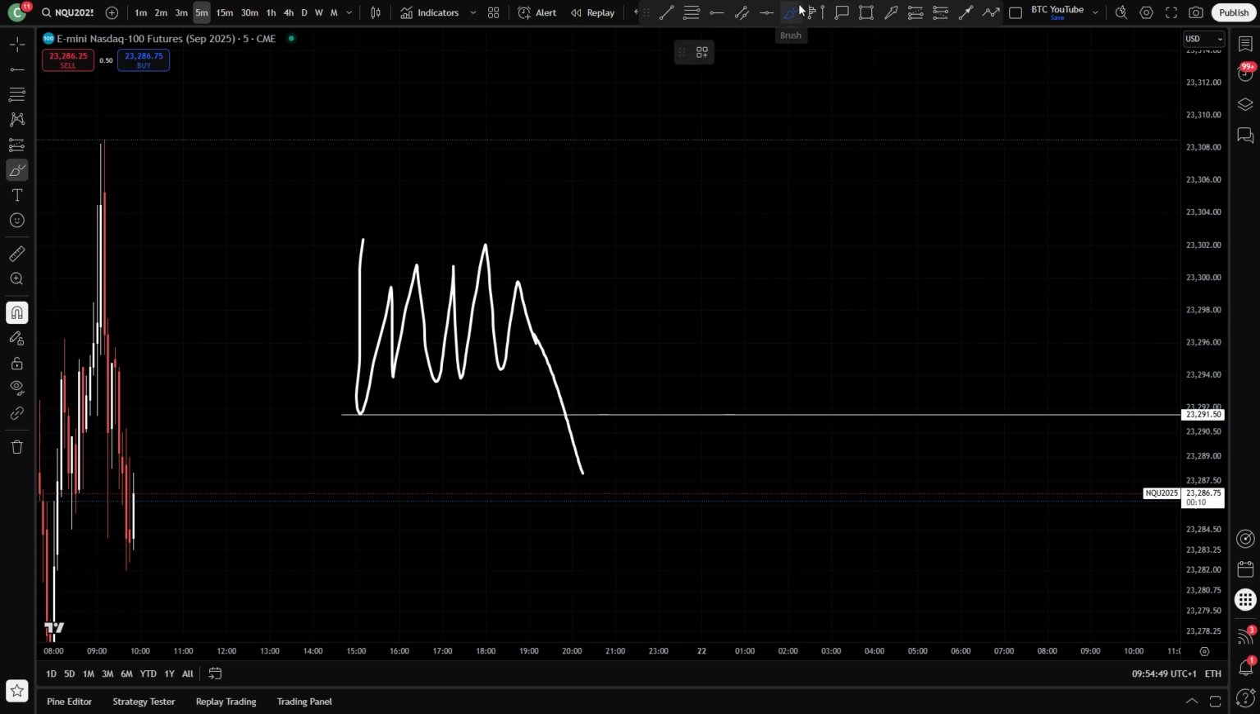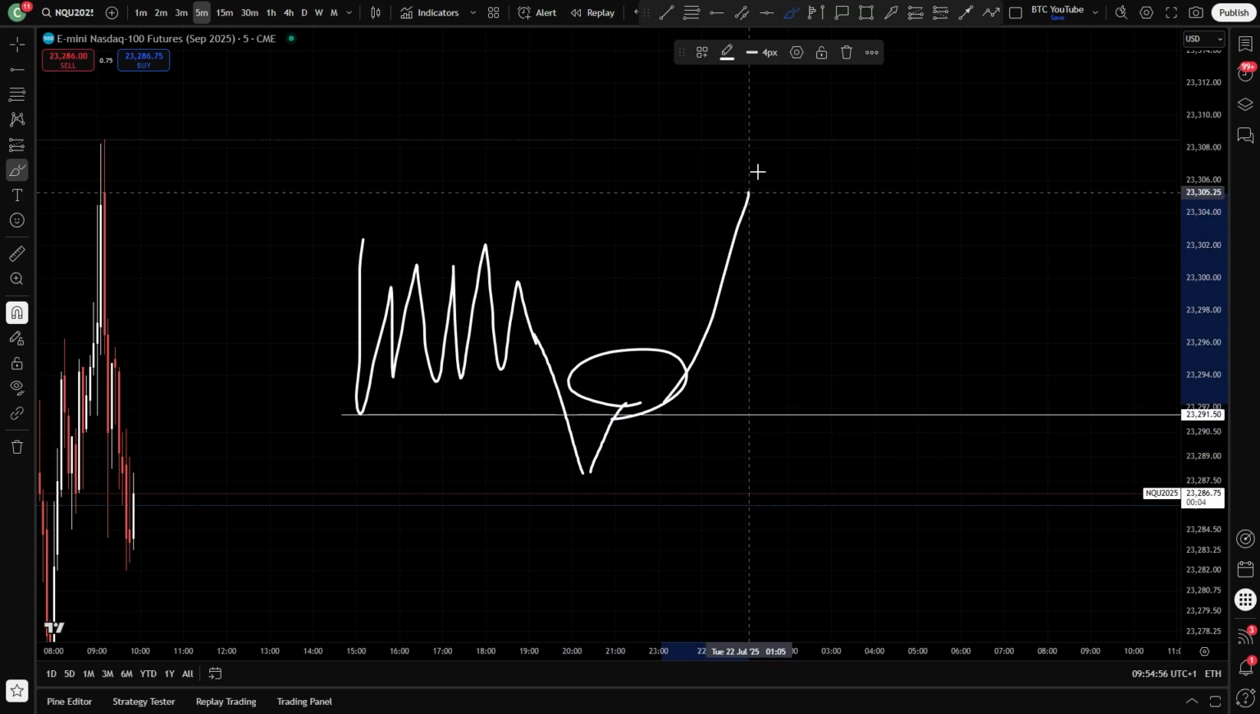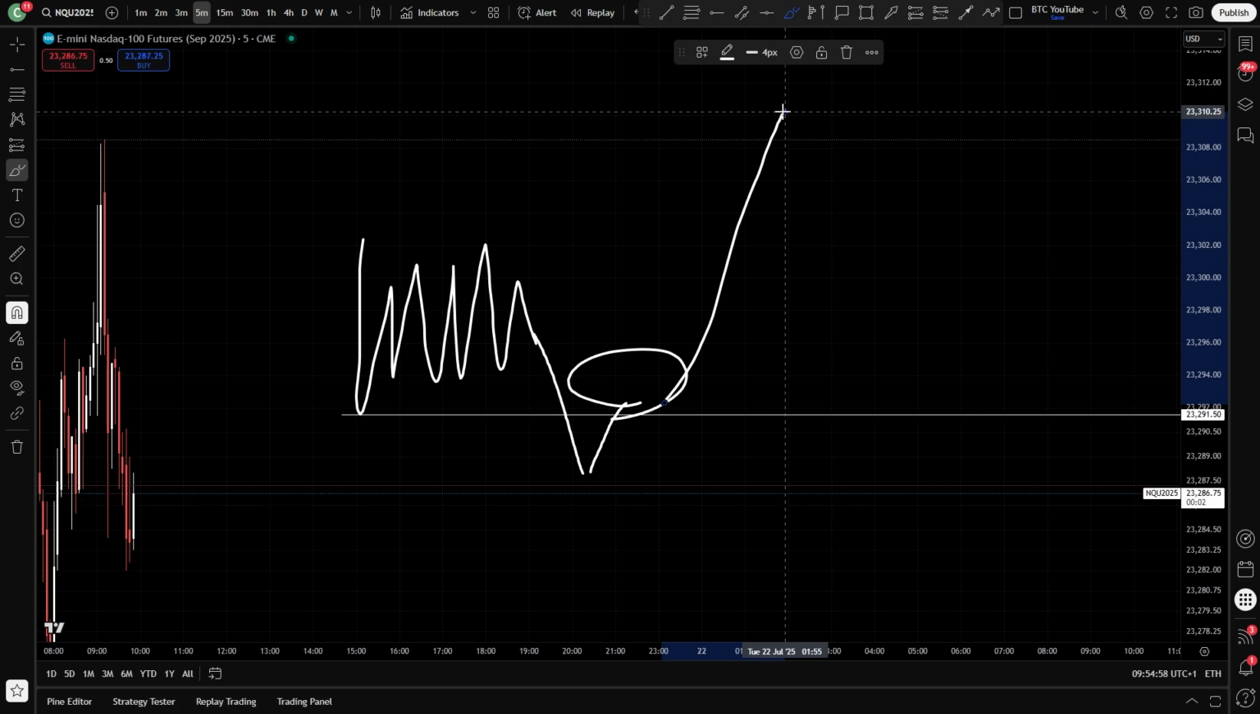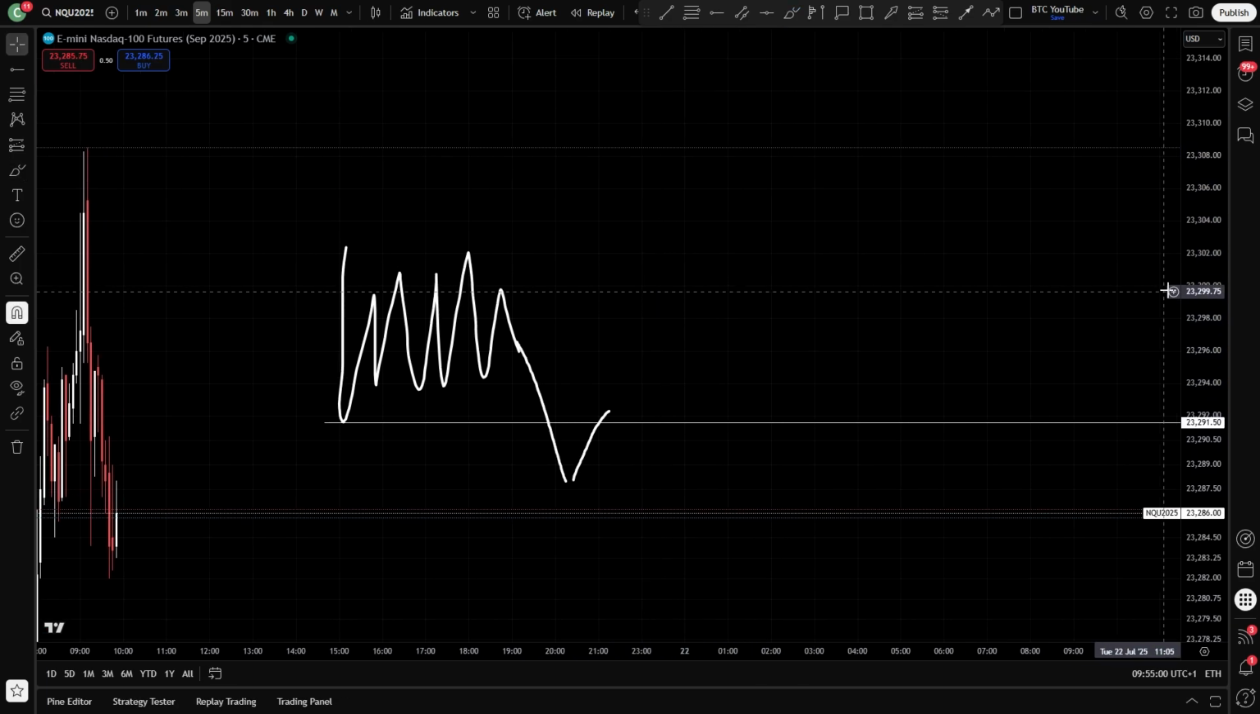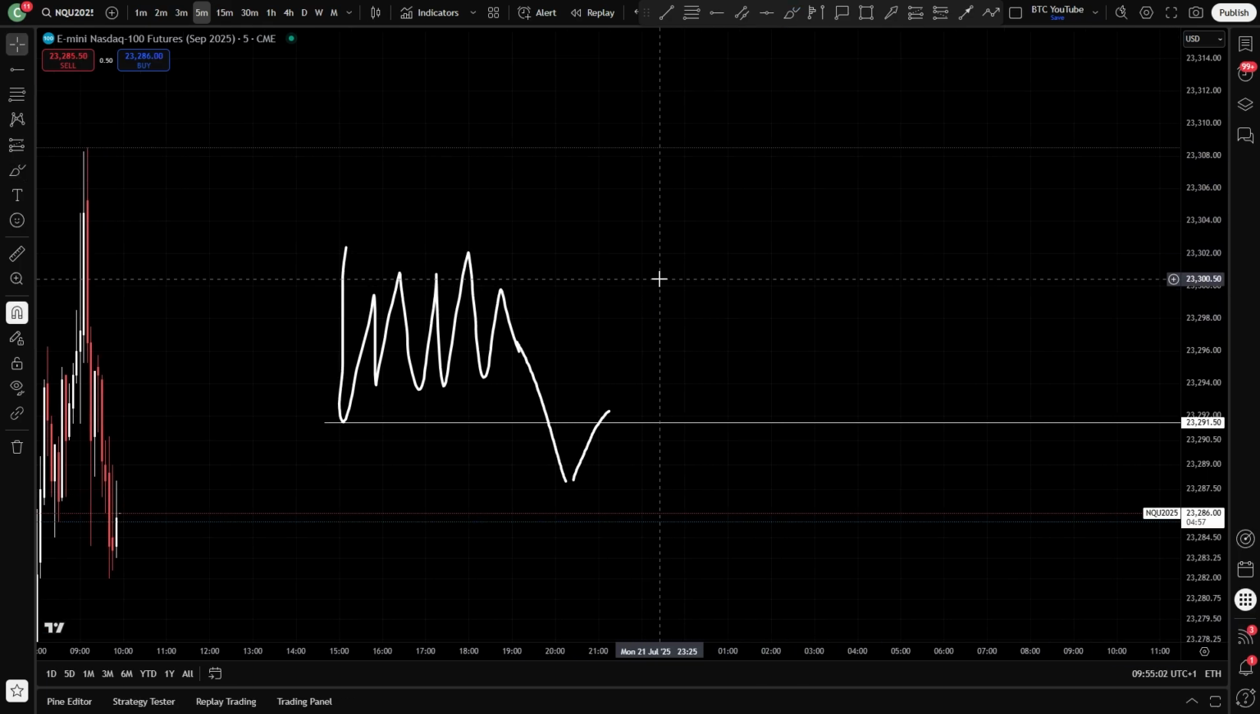This is what you're looking for. You're looking for these nice V-shaped recoveries, and then what you're looking for is to enter the V-shape as it's coming back up, getting into a position here, and then riding it back up through the distribution phase, basically. This is what we're looking for in the markets. Very, very simple and easy to spot.